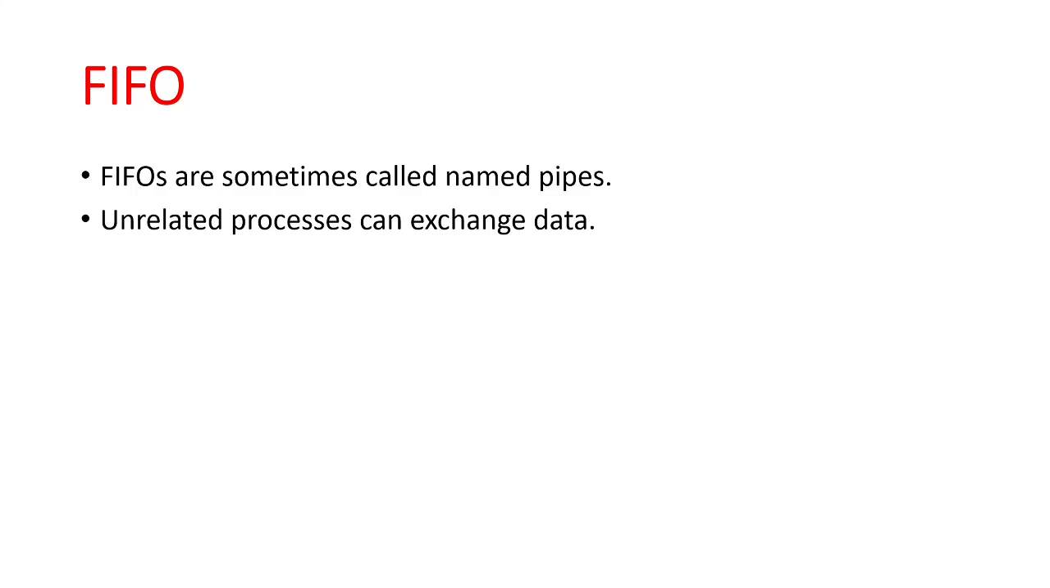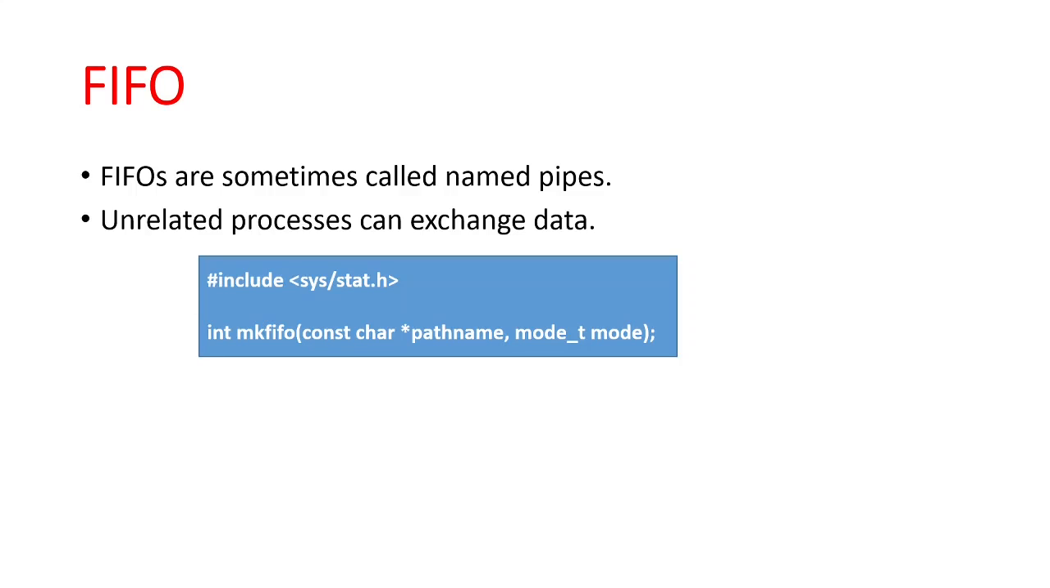Now let us look into the syntax of creating a FIFO. The FIFO is created by making use of the function mkfifo. mkfifo stands for make FIFO, and you specify the path name and the mode to create the FIFO file. The path name for the FIFO exists in the file system, and the specification of the mode is the same as for the open function. We have already seen the various modes in which I can open a file using the open function. The same modes are applicable with respect to the mkfifo function. Using this function I can create a FIFO, and it will return the value 0 if mkfifo is successful in creating a FIFO, and -1 on error.